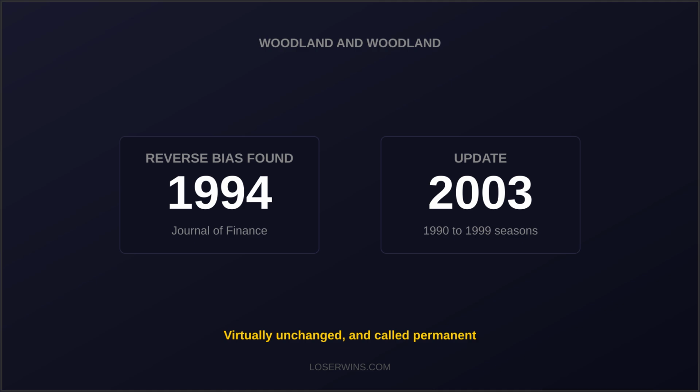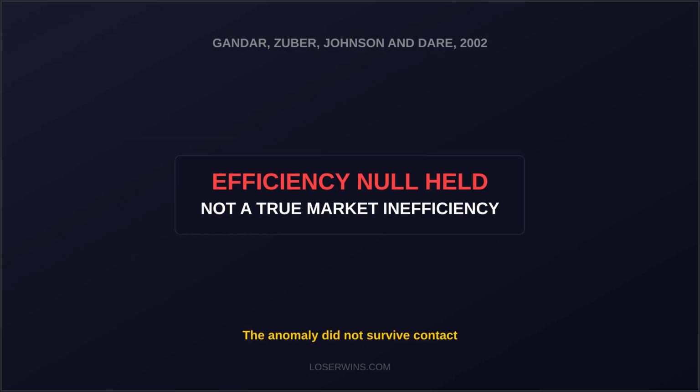They corrected the commission estimate and recomputed the test statistics. Slight underdogs still came out under bet, but the efficiency null held, and their conclusion was that the evidence doesn't support calling it a true market inefficiency.